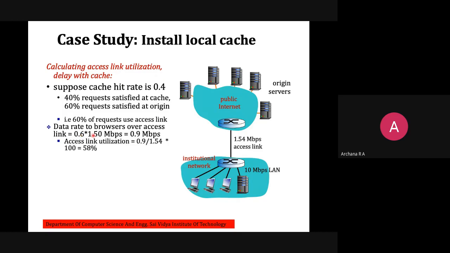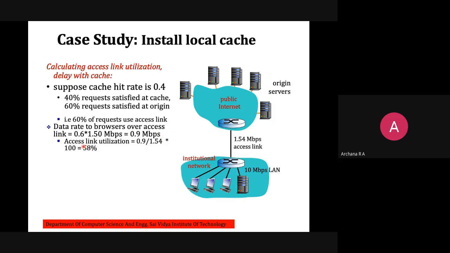Okay, so that is the rate at the browser. It is given by 1.50 megabits per second times 60%, since 60% of the requests are going to use the link. So that's 0.6 times 1.50 megabits per second, which is 0.9 megabits per second.